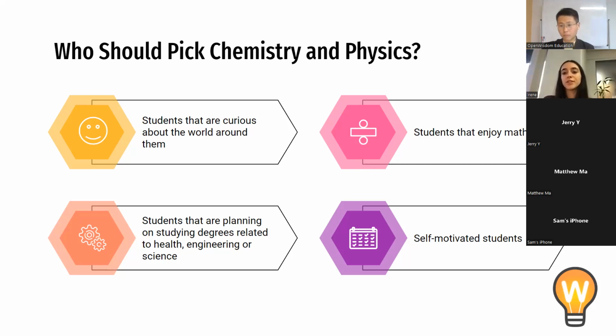Students that are planning on studying degrees related to health, engineering, or science. If there's a particular degree that you have in mind, you can look it up and see what the prerequisites are so that you can choose your subjects accordingly. But if you know generally that you want to get into the science field or the health field, it's a good idea to pick chemistry and physics because you're most likely going to need them anyway. And lastly, self-motivated students. Physics and chemistry are difficult subjects, they're not easy.